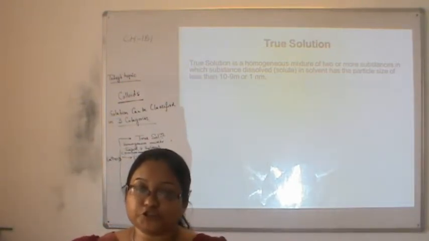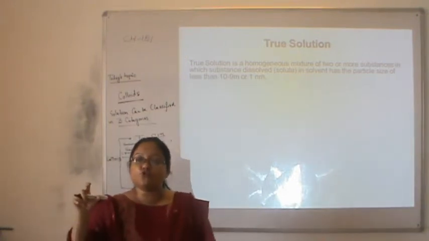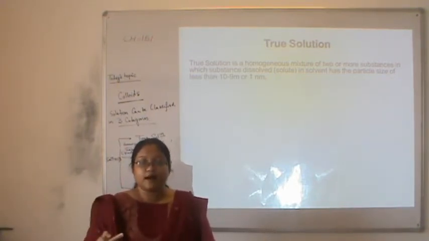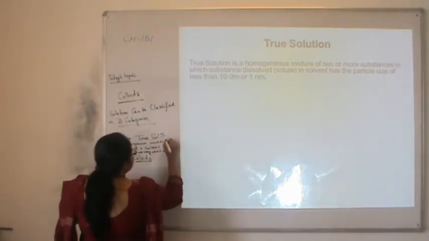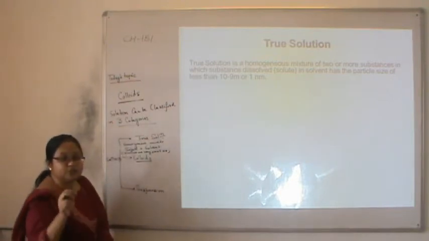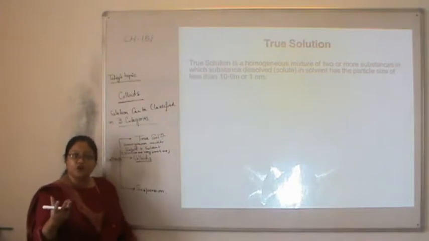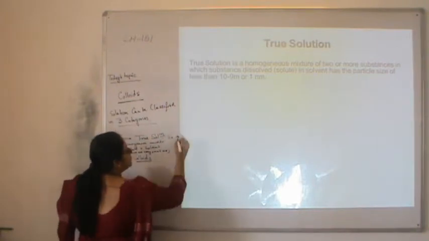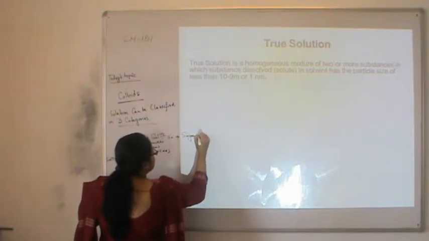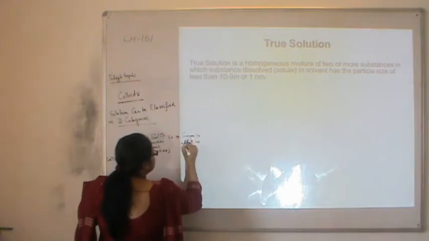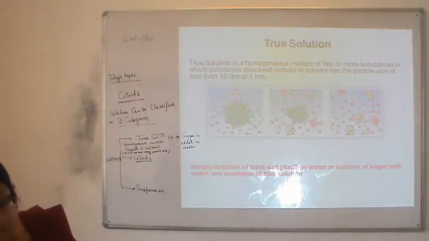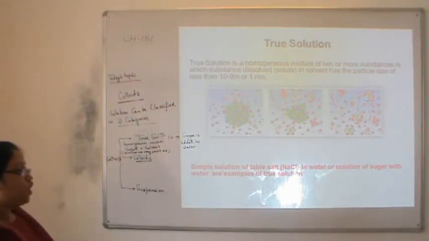An example of homogeneous solution or true solution is if we add sugar to water, then the mixture which is formed is called true solution. And if we add sodium chloride, table salt, to water, the solution is called true solution. Simple solution of table salt in water or solution of sugar with water, these are examples of true solution.